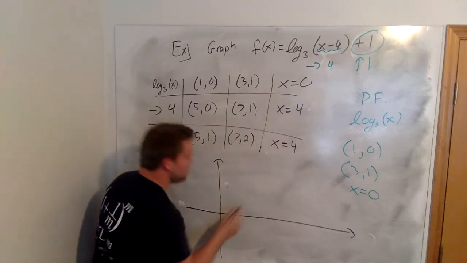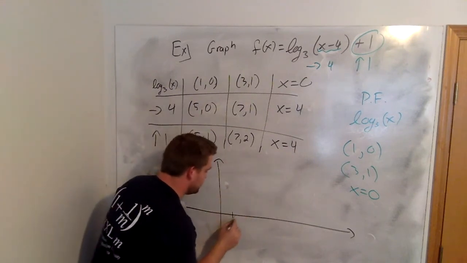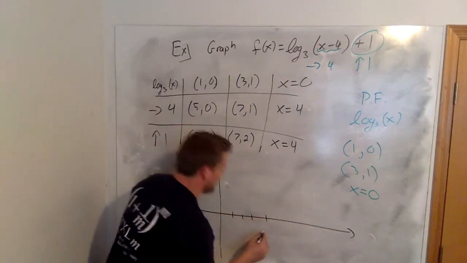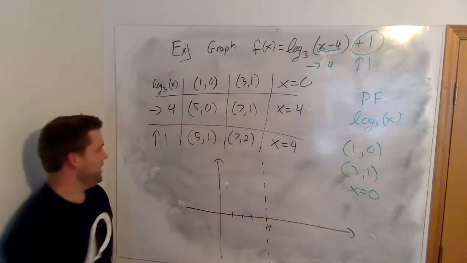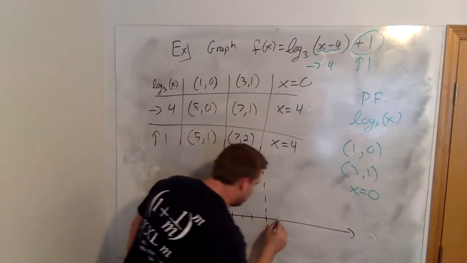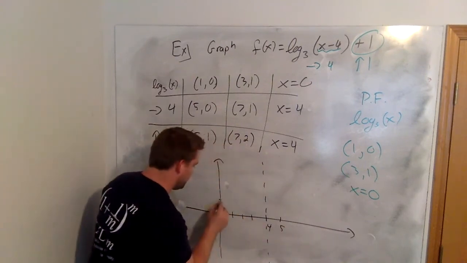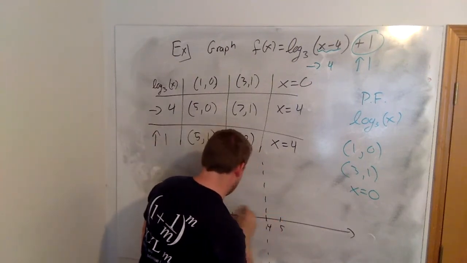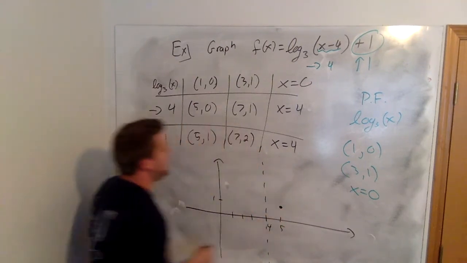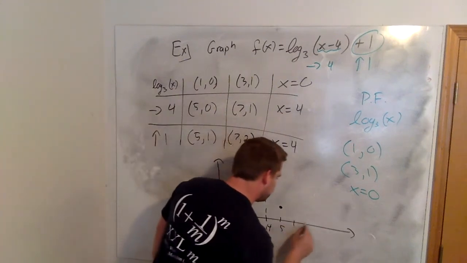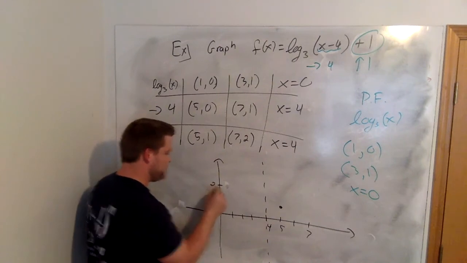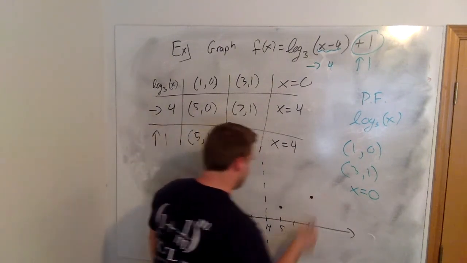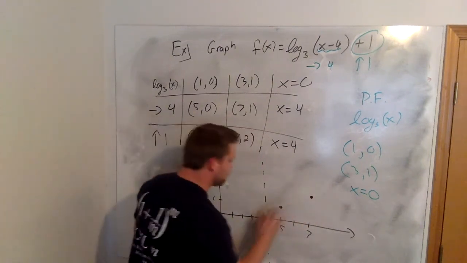Okay, I need to go my vertical asymptote. I need the vertical line x equals 4. Okay, if we plug in 5, we get an output of 1. So 5, we get an output of 1. And if we plug in 7, 5, 6, 7. If we plug in 7, we get an output of 2. Right here. So now these points should guide us.